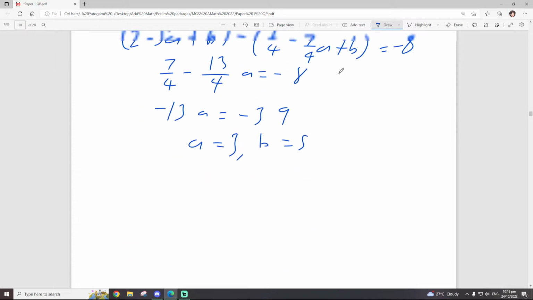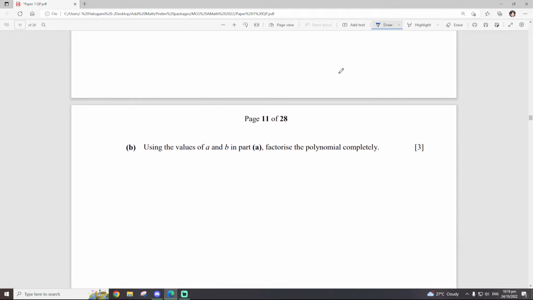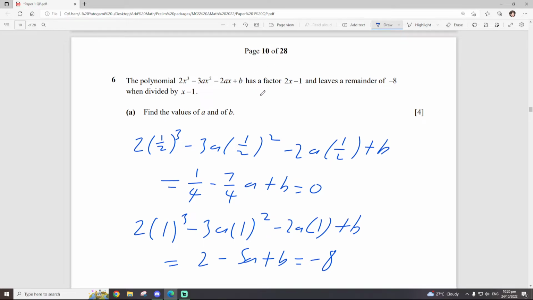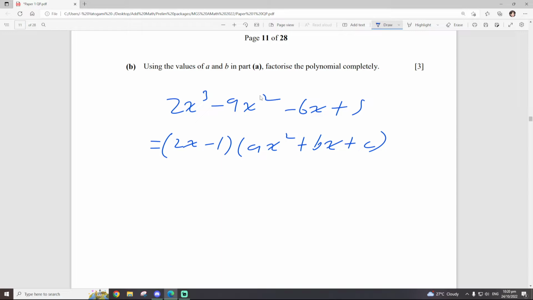Hence factorize the following polynomial. Okay, so 2x^3 - 9x^2, I believe. And then what else? Yes. So -6x + 5. So we are given that 2x - 1 was a factor. So we can write the other quadratic factor in the form ax^2 + bx + c. And we will compare the coefficients to solve this.